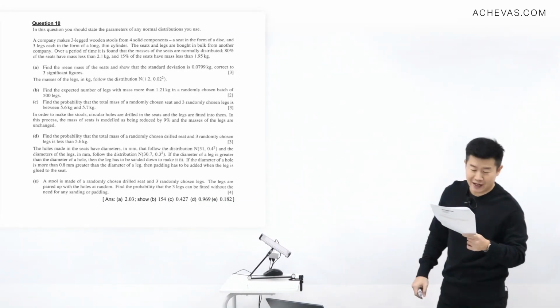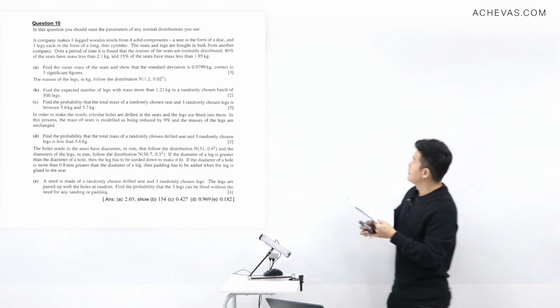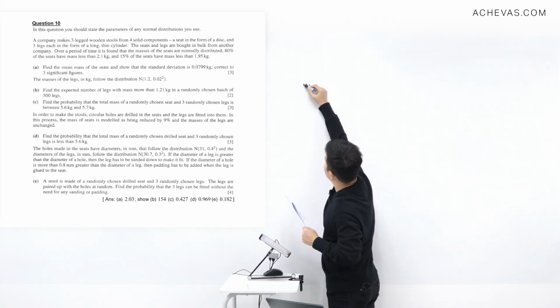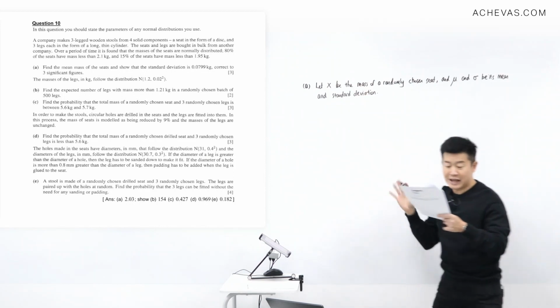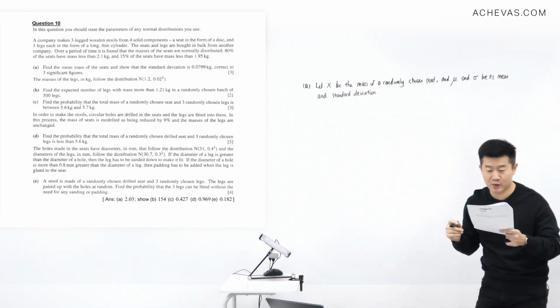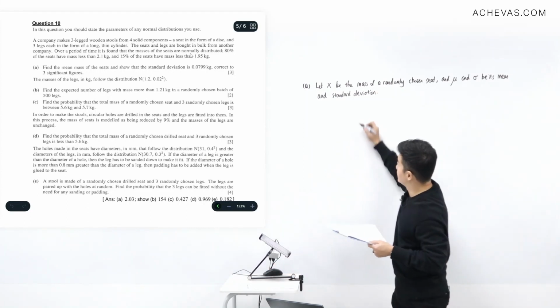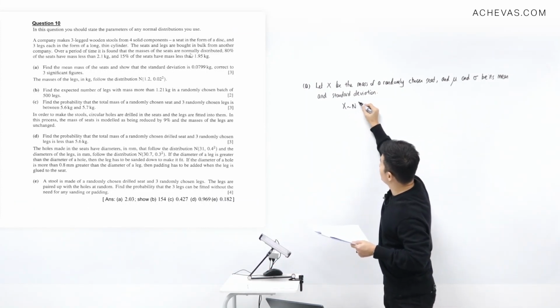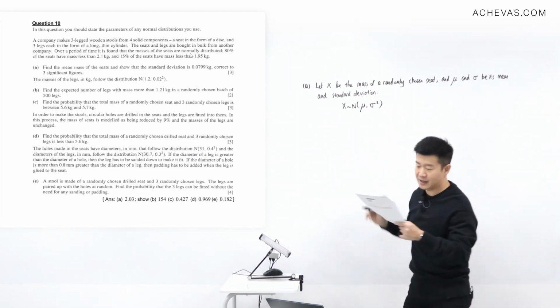For question number 10A, we are going to first name our random variable. So for part A, I am going to let x. Okay, I've named my random variable, and according to what the question says, this mass here follows a normal distribution. So x here will follow a normal distribution with a mean of mu and a variance of sigma square.